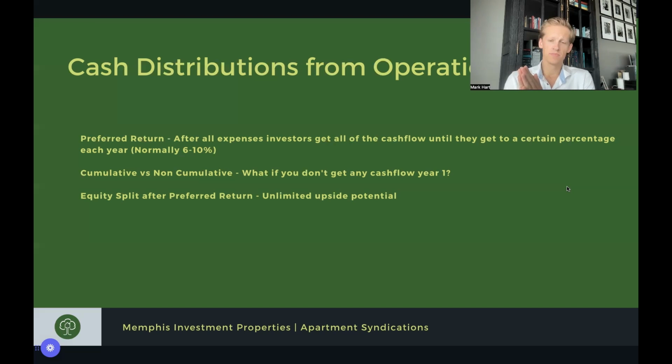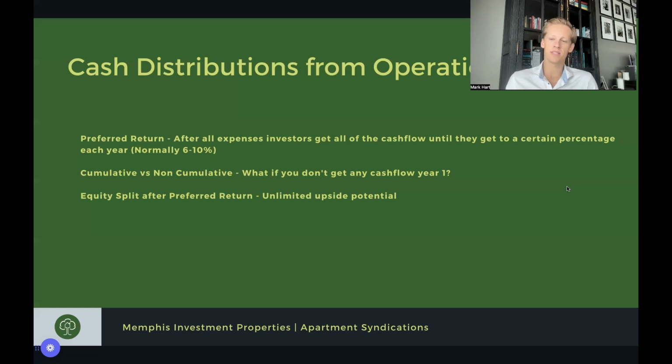So now it's year two. And let's say there is cash flow in year two. Well, if it's cumulative, which is better for you, you want cumulative, that means you get reimbursed for all of year one. So you get your 6% for year one. Let's say you invest $100,000. You need to get $6,000 in cash flow to fill you up for year one, and then $6,000 in cash flow to fill you up for year two before we as the managers start getting a piece of that cash flow, right? Pretty great.